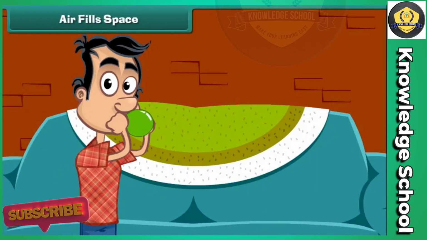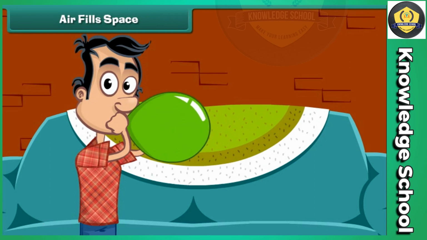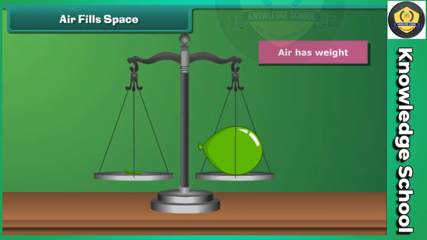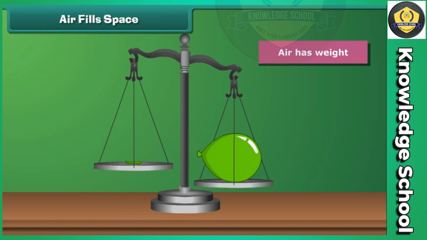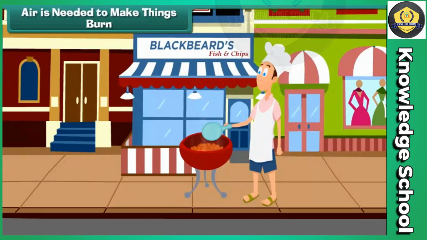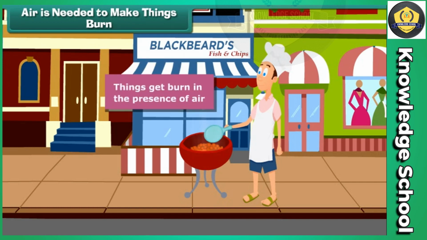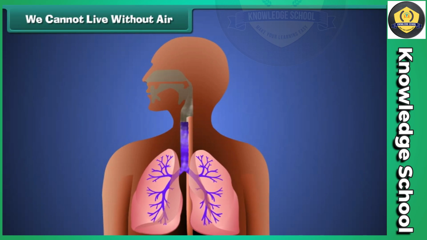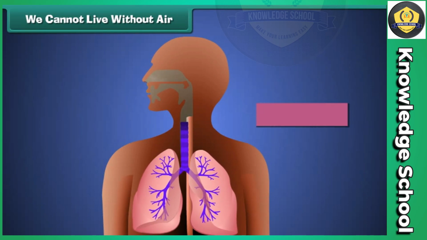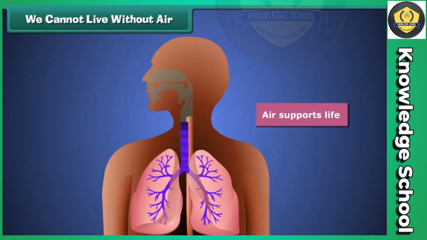The balloon becomes large when we blow air into it. This clearly shows that the air occupies space. Air also has weight. You can see that an air-filled balloon has more weight than an empty one. Sometimes we blow air to burn the wood or coal. This is because things get burnt quickly in the presence of air. Air moves in and out when we breathe. This shows that air supports life.